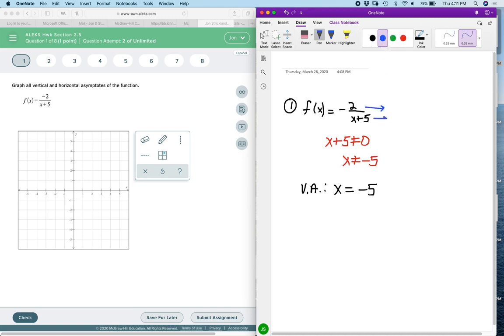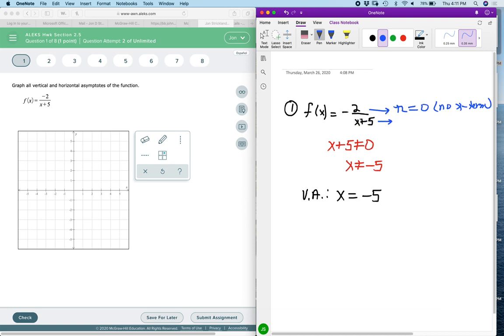Now, in determining the horizontal asymptote, we compare degrees. For the degree of the numerator, n is equal to 0 since we have no x term. For the denominator, the higher order term is an x, which is of first degree, so m is equal to 1. Comparing n to m, n is less than m. If the degree in the numerator is less than the degree in the denominator, we have a horizontal asymptote at y is equal to 0.